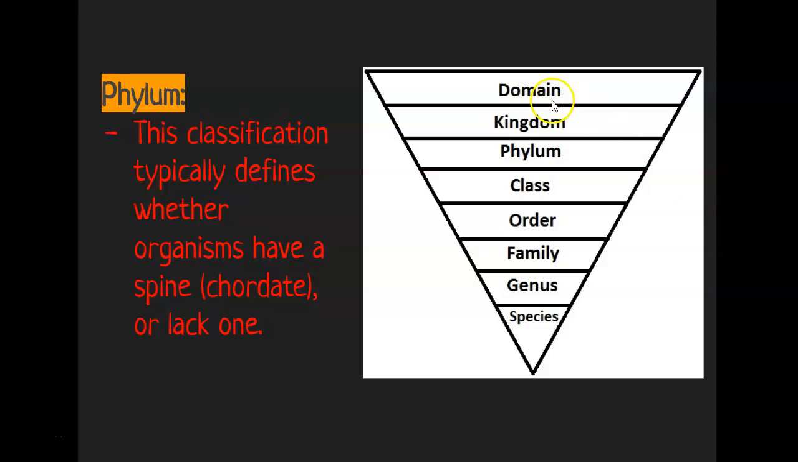So let's talk about phylum. So we've talked about domain. We talked about kingdom. We're going to kind of briefly go over phylum. The thing is that this classification typically defines whether organisms have a spine or lack one. So we can organize animals based on their characteristics, okay? And then as we go down to phylum, we've got to be a little bit more specific. And so in phylum, typically what they do is they decide whether that organism has a spine or they don't, like an exoskeleton, like a lot of insects.